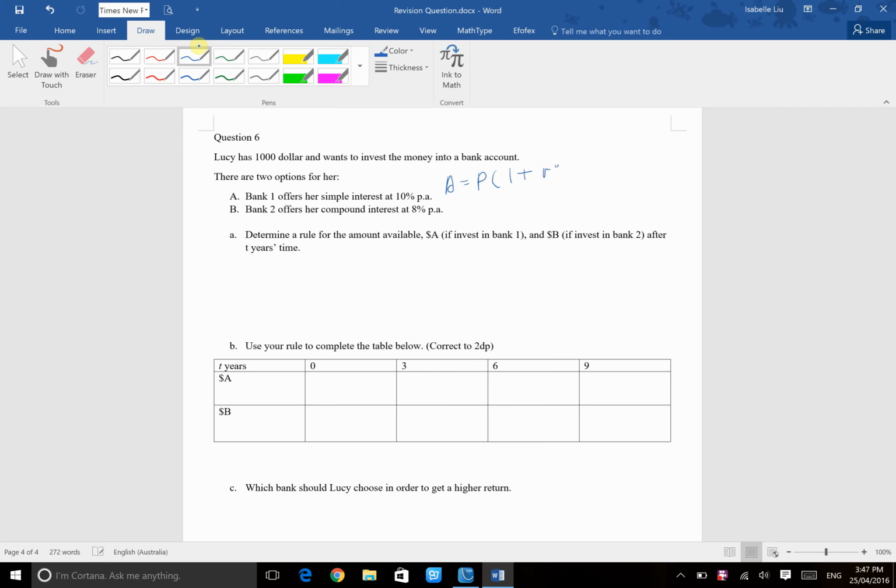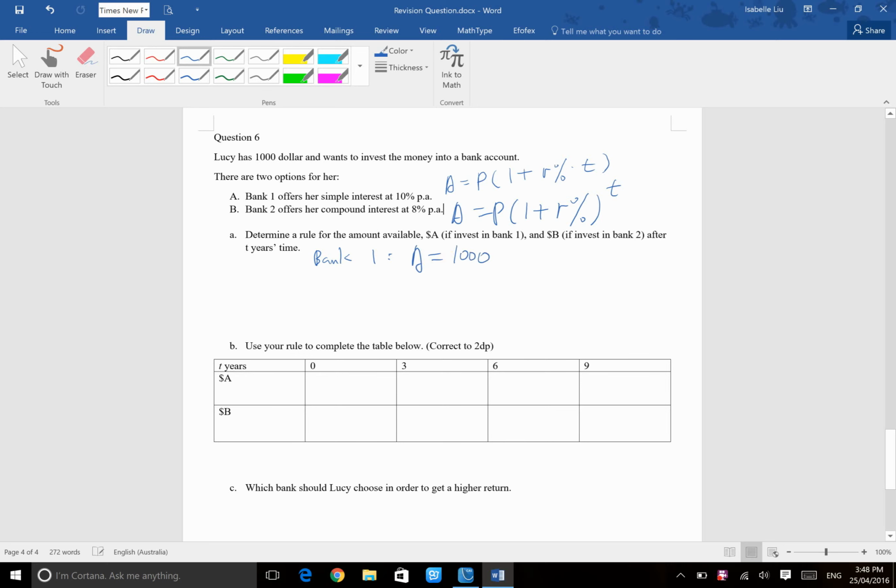1 plus the R% times T, finish the bracket. And compound interest A will equal P, where P is the principal, times 1 plus R%, but raised to the power of T.